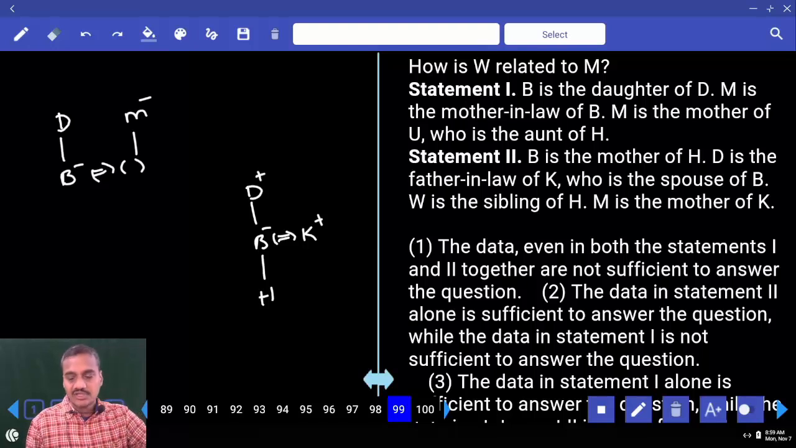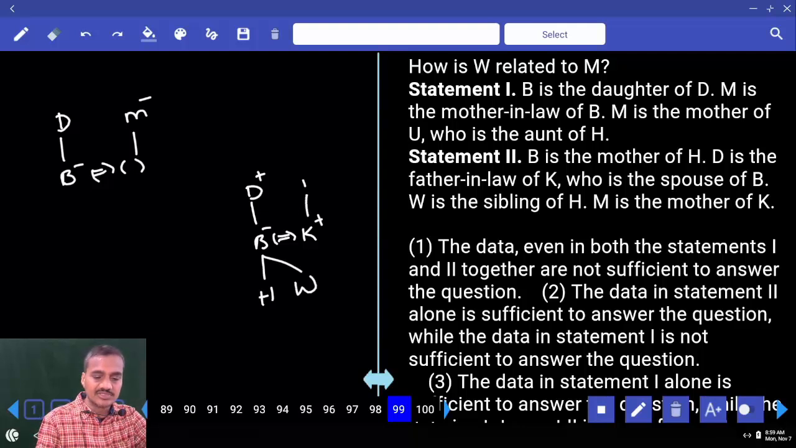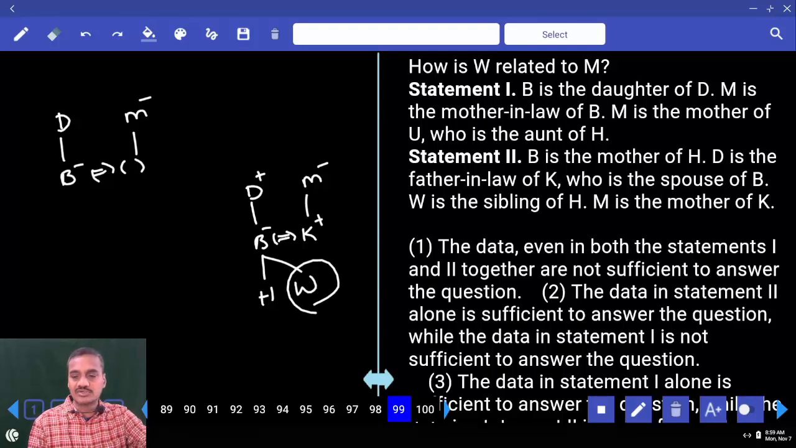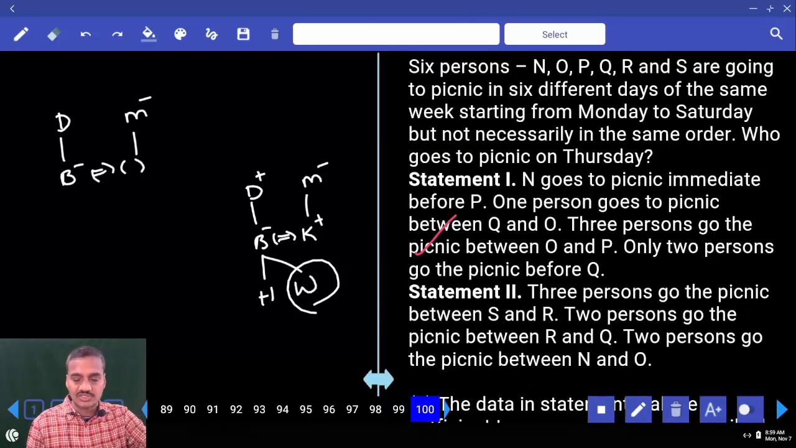And next, W is the sibling of H, and M is the mother of K. Hence, with statement 1 alone, and with the help of statement 2 alone, W's relation to M cannot be determined, as W's gender is not known. Even by combining the two we cannot get a definite answer. Hence even by combining they are not sufficient, choice 1, because W's gender is not known.